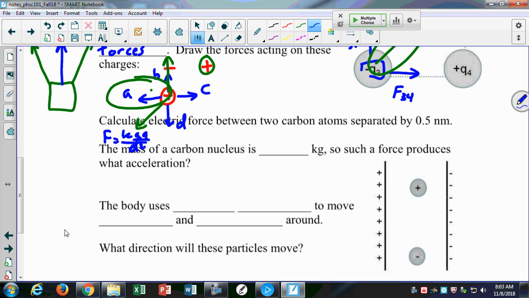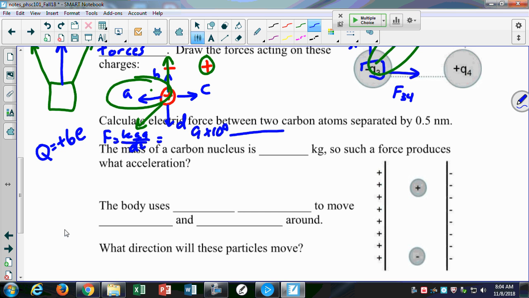So that's my kQQ over d squared. If I want to know what k is, that's 9 times 10 to the 9th. The charge of a carbon atom is plus 6e. Is that the number that's on top on the chart? Yes, for that one.